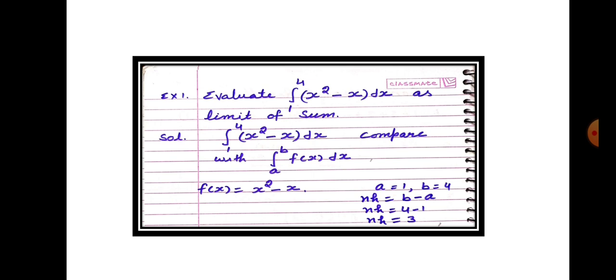Now solve an example. Evaluate integration from 1 to 4 of x square minus x dx as limit of sum. As solution, integration from 1 to 4 of x square minus x dx. First of all compare with integration from a to b of f(x) dx. So here f(x) is equal to x square minus x, a is equal to 1, b is equal to 4. So nh is equal to 4 minus 1, and nh is equal to 3.